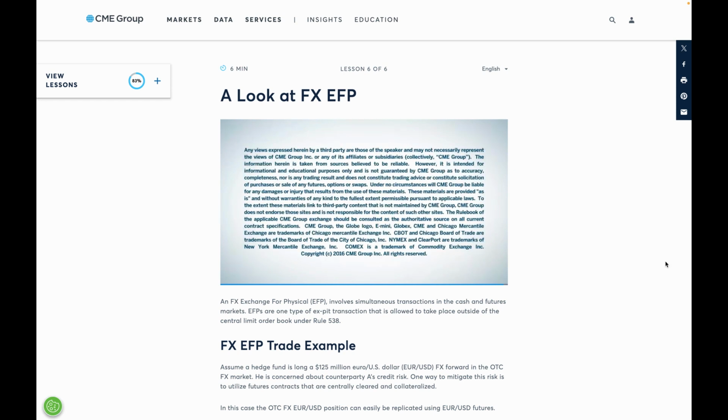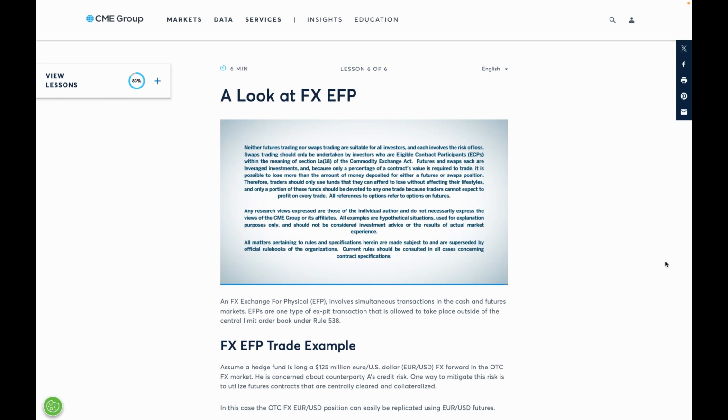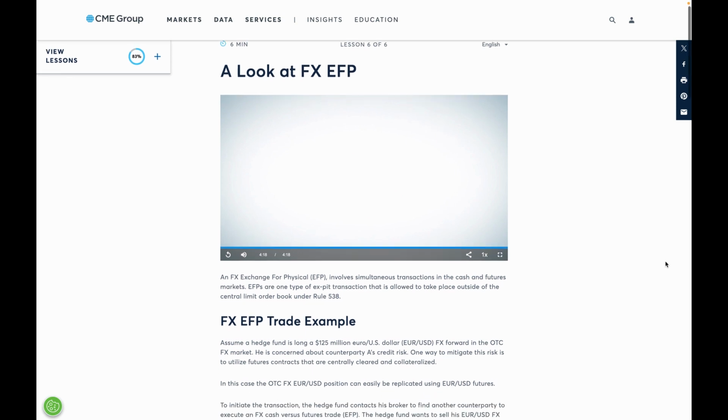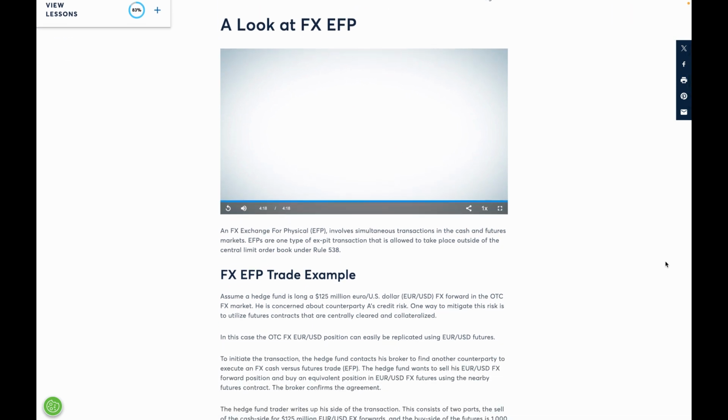Okay, so EFPs, exchange for physical, it's just an exchange between a broker and a customer, or two counterparties. So it's exchanging your physical to futures. That's what I'm looking at. Over the OTC, over the counter currency, or FX to futures.